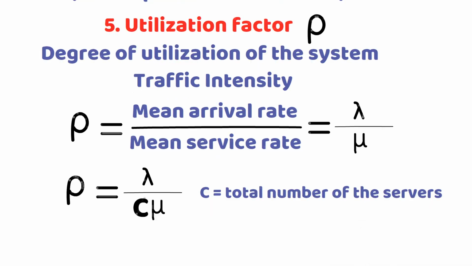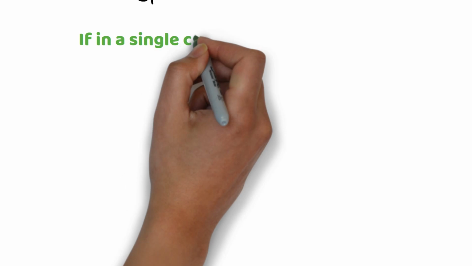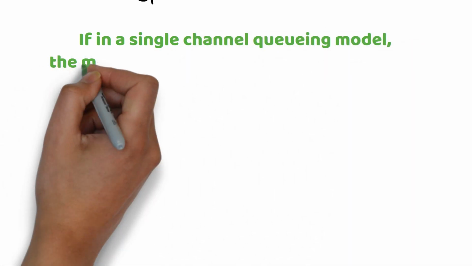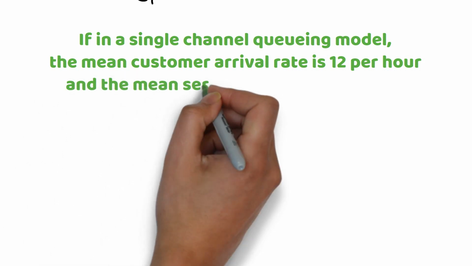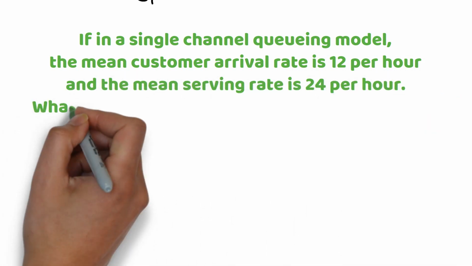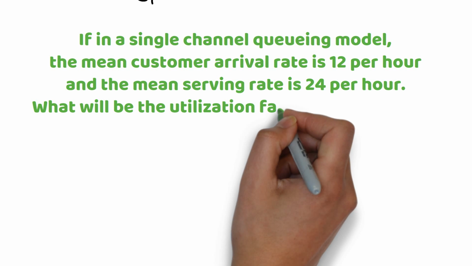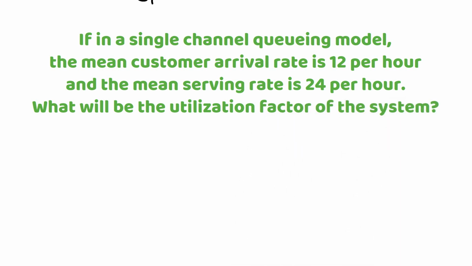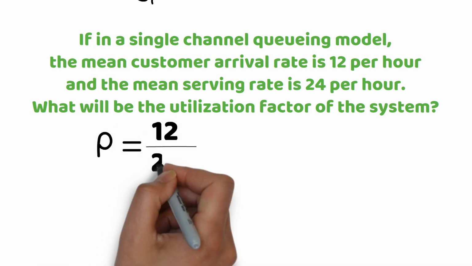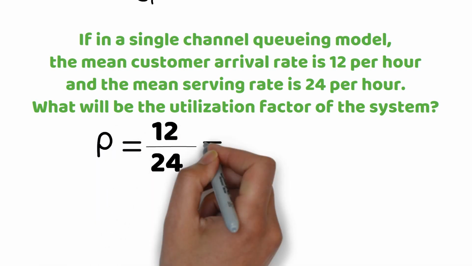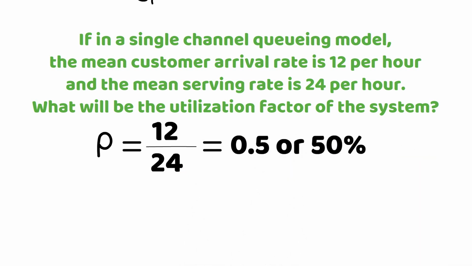For example, if in a single-channel queuing model, the mean customer arrival rate is 12 per hour, and the mean serving rate is 24 per hour, what will be the utilization factor of the system? After putting the values in the formula, the utilization factor would be 12 divided by 24, which is 0.5. That means the utilization of the system is only 50%.